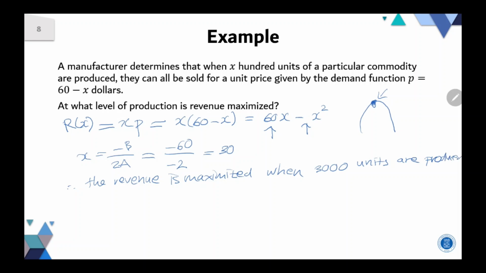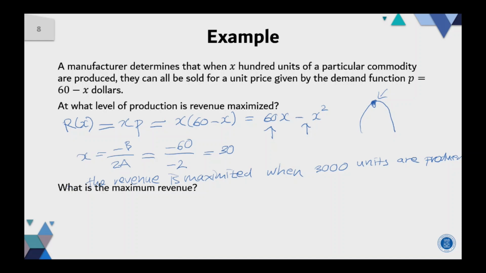Okay. Right, so that's the answer. And the next question is, what is the maximum revenue? So this is when the revenue is maximized, and then now we want to know what is the revenue.